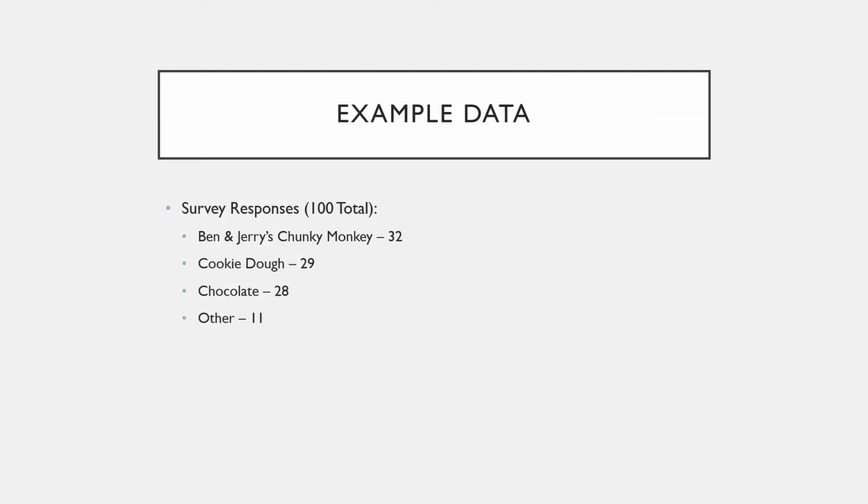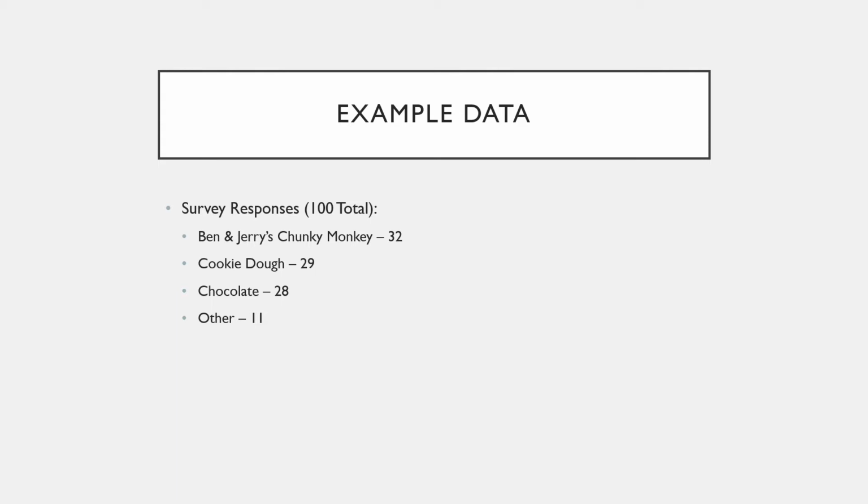So let's say we carried out our survey and we asked 100 people what their favorite flavor of ice cream was, and these are the results we got. We saw 32 people said Ben & Jerry's Chunky Monkey, and that's probably not very likely that 32 people would actually say that, but it's my favorite flavor of ice cream, so I decided to let it win in this example. Cookie dough had 29, and chocolate had 28, and then 11 people just said some other.